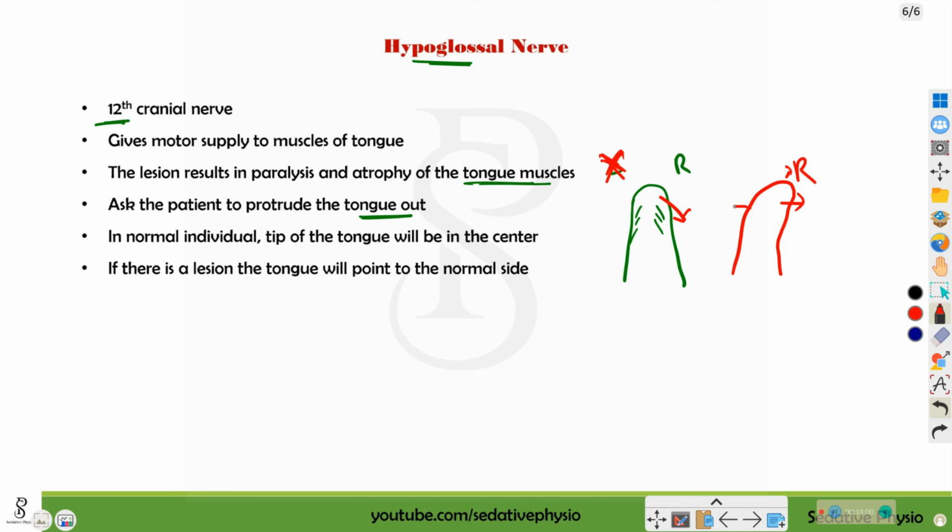And here the left side's muscles are not functional, and hence they are not counterbalancing the muscle pull applied by the right side muscles. So this is just an example. It will point towards whichever side is normal; the tongue will point to that particular side. Okay, so this is how we assess the hypoglossal nerve.